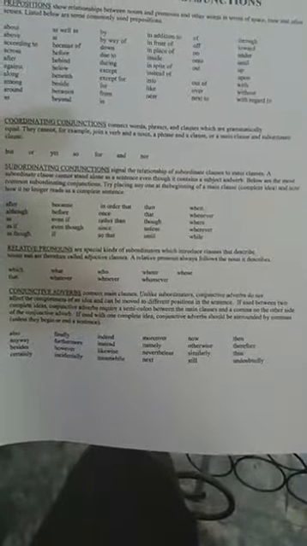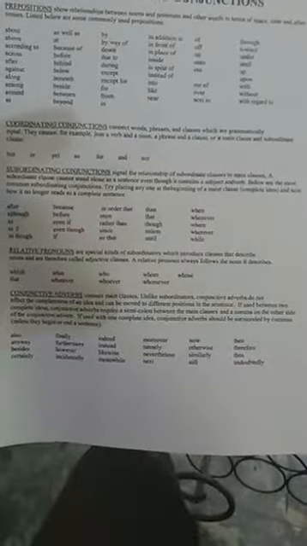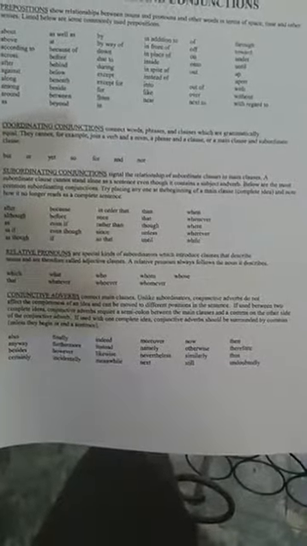And we have also anyway, besides, certainly, finally, furthermore, however, incidentally, indeed, instead, likewise, meanwhile, moreover, namely, nevertheless, next, now, otherwise, similarly, still, then, therefore, thus, undoubtedly. All right, these are the prepositions and conjunctions.